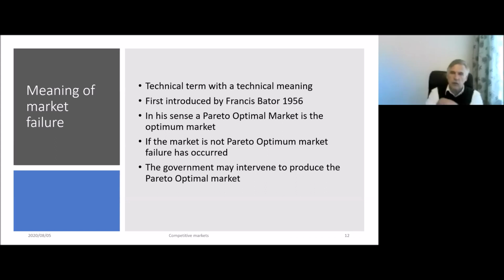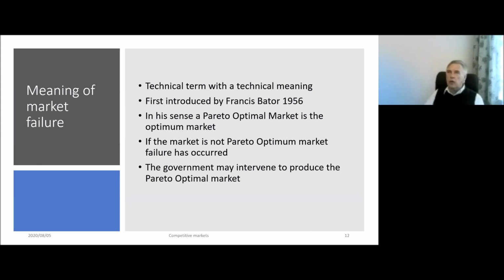So when I teach this at the postgraduate level, it's a prescribed article, so students have to read it. So the graduates in my class, at least, will not be saying that when the government fails, that's market failure. They will say market failure is as originally set out by Francis Bacon. Now, in the sense he used it, it's a Pareto optimal market. So if the market is Pareto optimal, then it is.